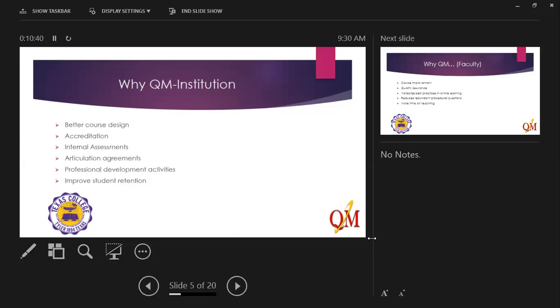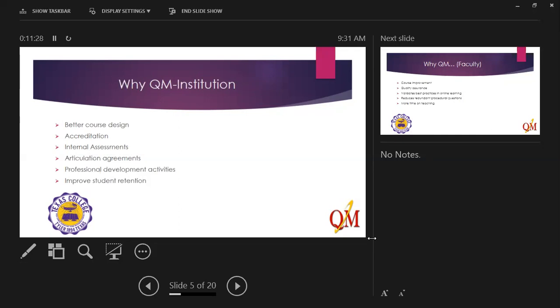Articulation agreements. If a college or institution were to get into an articulation agreement with another institution, and they simply tell that institution, we are a QM institution, we are Quality Matters certified, which means you have faculty who know how to create and design online courses and who know how to deliver online courses, it positively influences the process of getting into agreements with other institutions.